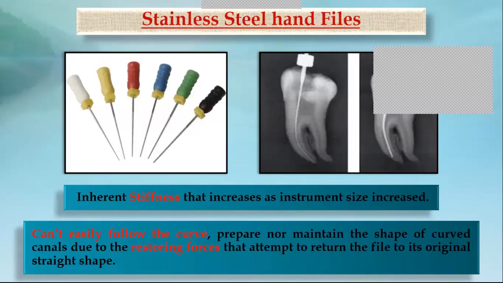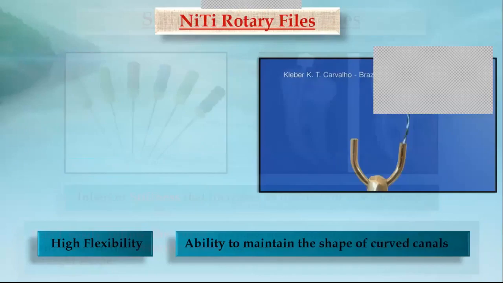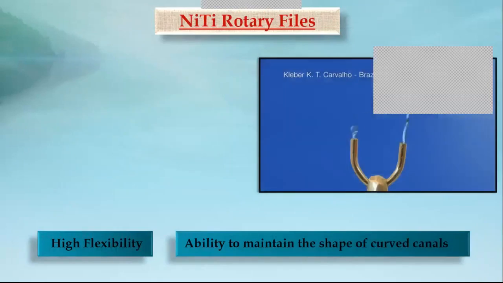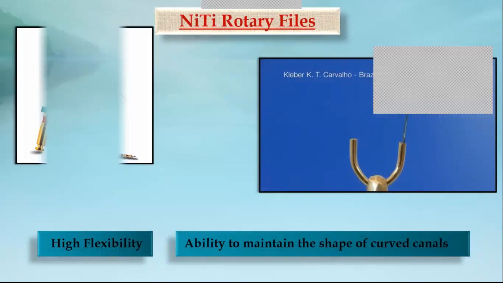That's why the introduction of the nickel titanium rotary files was a major breakthrough that resolved many of the instrumentation challenges presented by the stainless steel hand files, due to the high flexibility, super elasticity, and the ability to maintain the original shape of the curved root canal. There are more than 30 different types and designs of nickel titanium files available in the market today that are categorized into different generations, as we all know.